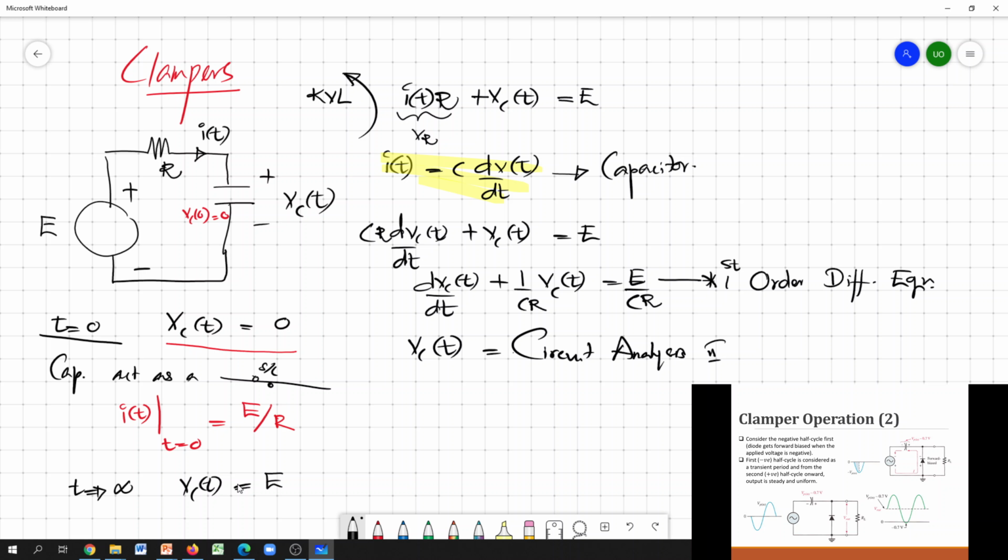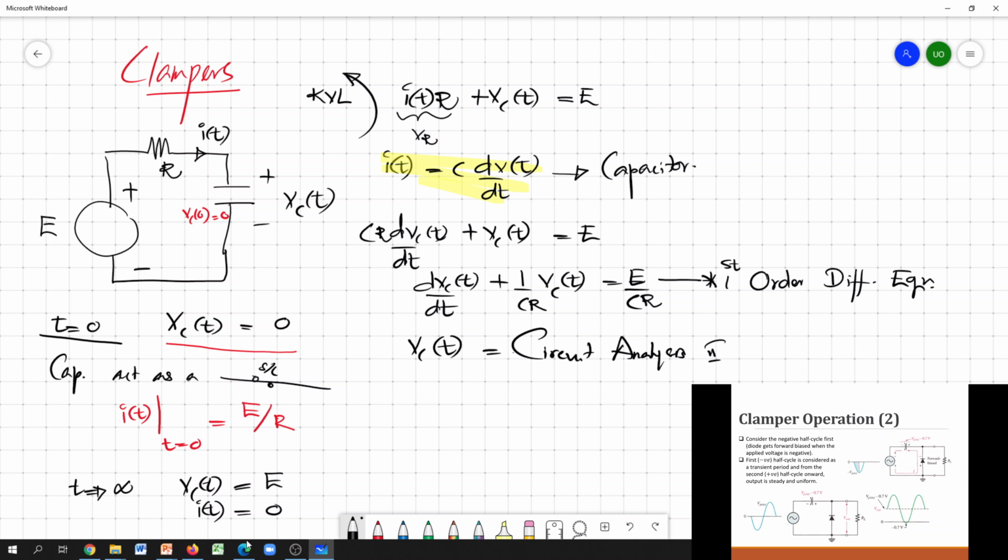If this capacitor charges up to E, then there won't be any drop across this resistor, because the source value is E and the capacitor also charges up to E. So the net voltage across the resistor would be 0, and when t goes to infinity, your current should be 0. So there won't be any current flowing through the network. This is also obtained from this equation.